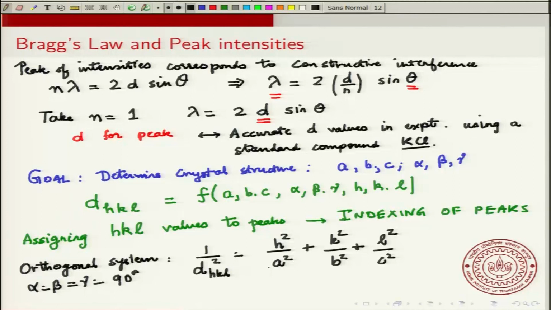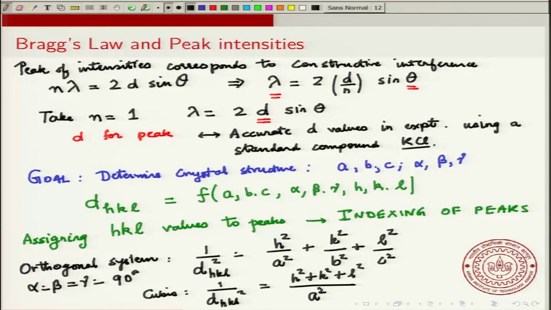In the simplest case, the cubic case, it is really simple. For cubic, you just have the relation that 1 over d_hkl squared is equal to h squared plus k squared plus l squared divided by a squared, and just by trying different values of h k l, you can determine the lattice parameter a.